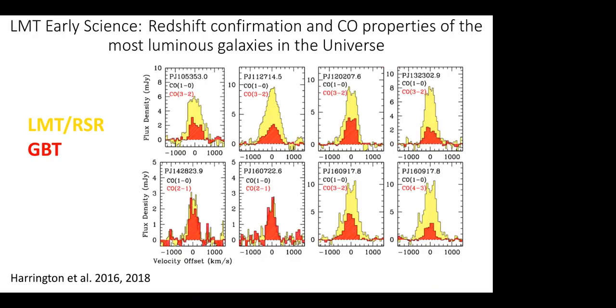This is a set of plots. This is a demonstration of how the Redshift Search Receiver is used to great effectiveness. It's the program I'm leading, and the paper by Kevin Harrington, who was an undergraduate at UMass and did the honors thesis on this project. And recently he finished his PhD at the University of Bonn, and now he's an ESO postdoctoral fellow at ESO.